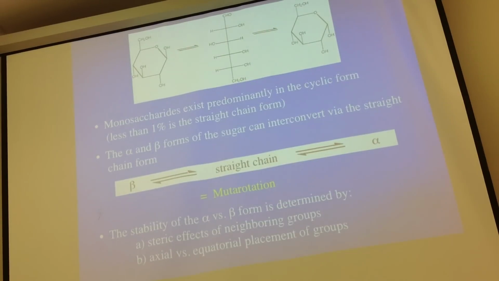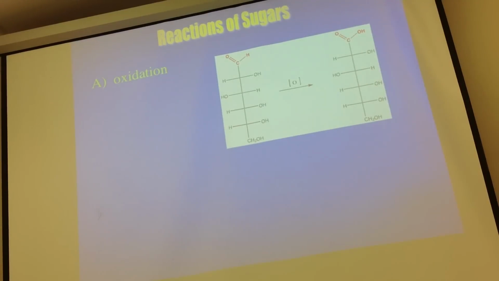All right. Let's go ahead. I think we're going to start reactions now. Sugar reactions, you're not going to learn any new reactions. We're just going to take about 5 that we've learned before, like oxidation, reduction, and see how they apply to sugars and what they do.